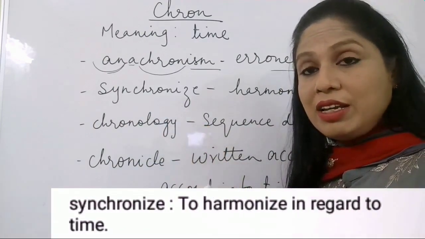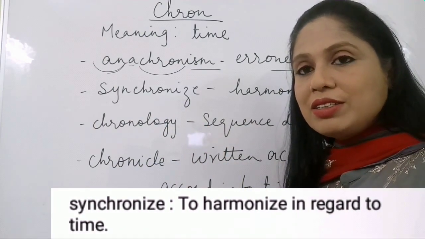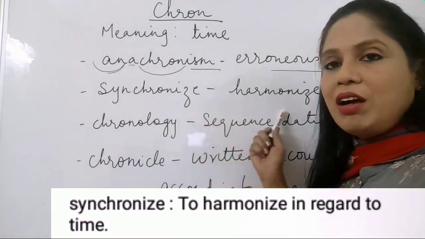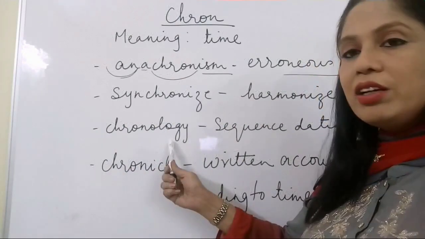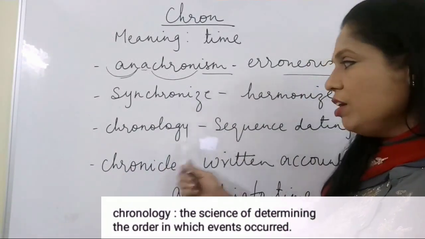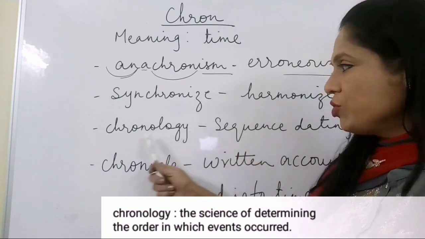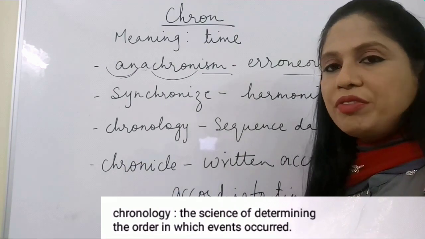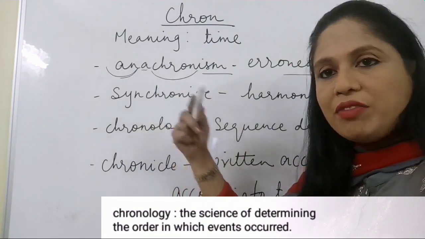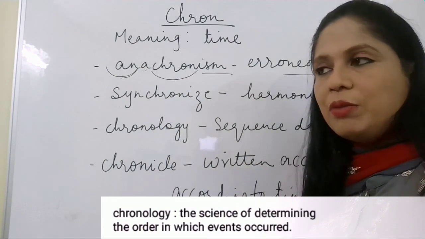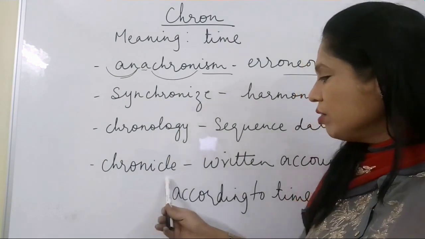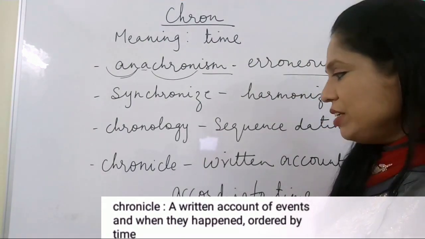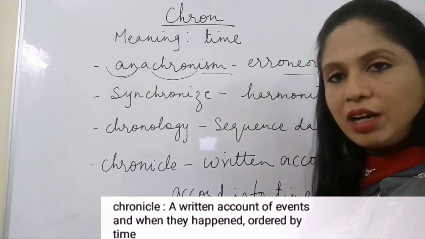Synchronise means sync, S-Y-N-C, sync with time. So harmonize, to be in harmony. Chronology is when dates are maintained in a sequential manner. Sequence dating or chronological way of keeping dates means one after the other according to the time when the thing happened. Chronicle. A chronicle is a written account which is maintained according to the time.